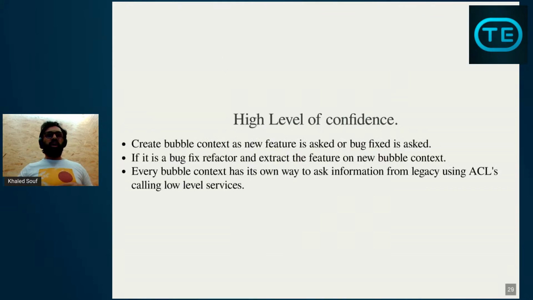In case you have a high level of confidence, so you know the system like everything, it doesn't have any secret to you, you can create the bubble context in different cases, in a new feature, or even if you are trying to fix something. How do you do that?